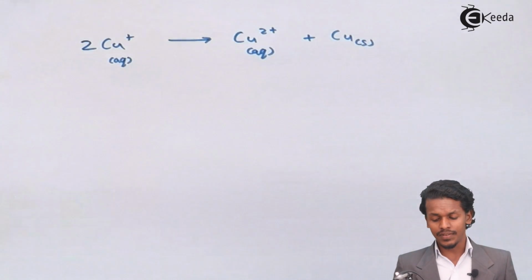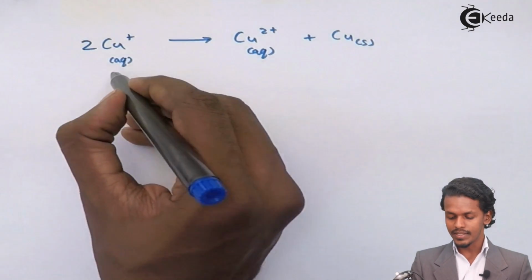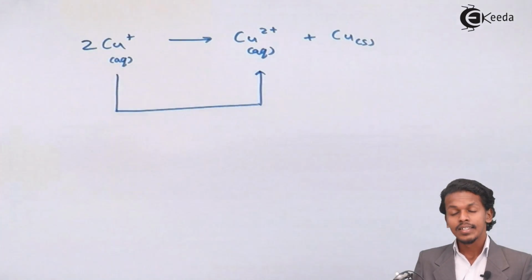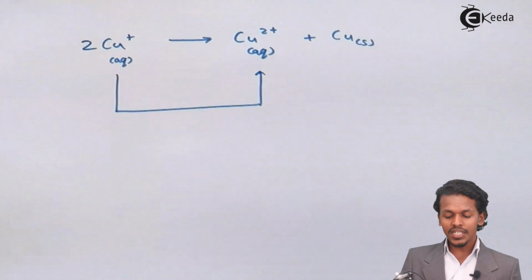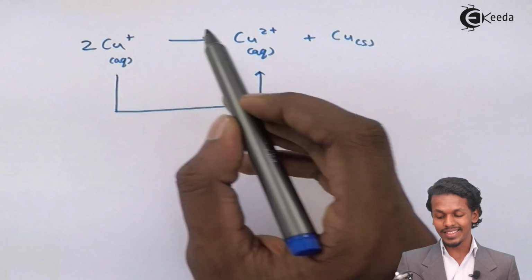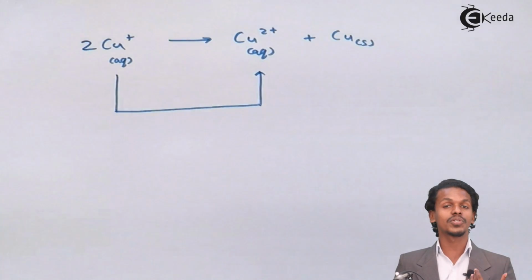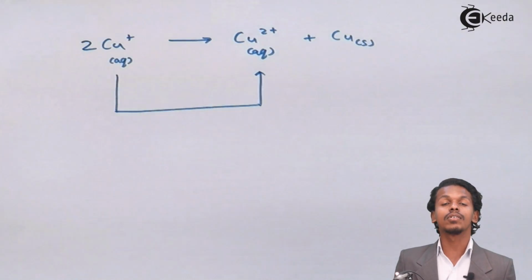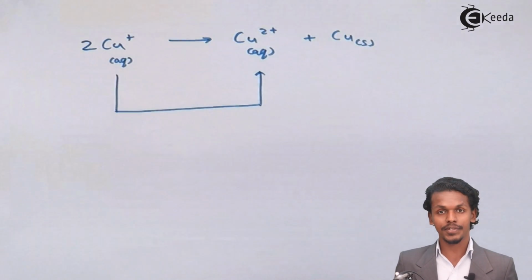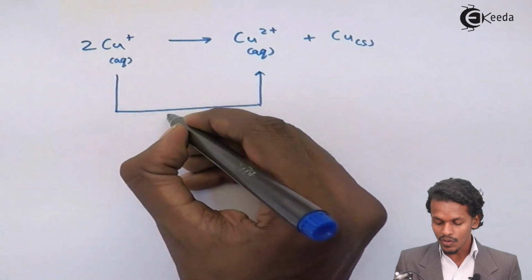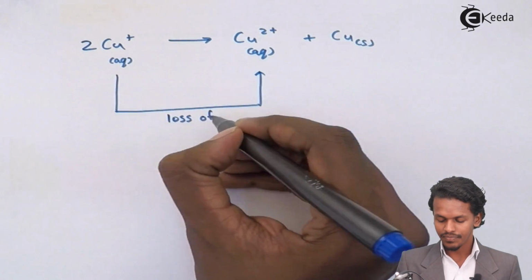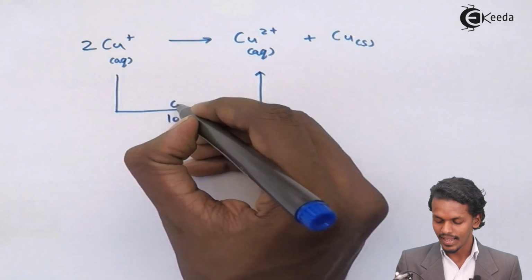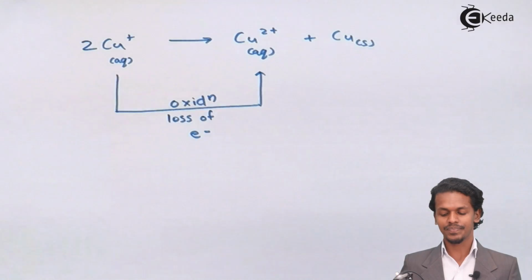If I observe, this Cu plus is being converted into Cu2 plus. The oxidation number of Cu plus is +1, but here it is +2, which means the oxidation number is increasing. This will only happen if electrons are lost by Cu plus ions. Therefore, because there is loss of electrons, the reaction is an oxidation process.